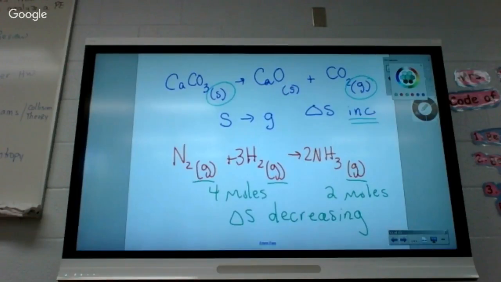All right. So on the line, all I want you to do is tell me if it was increasing or decreasing. So look at the equation and decide if entropy is increasing or decreasing. And there might be a couple where it doesn't change or stays the same.